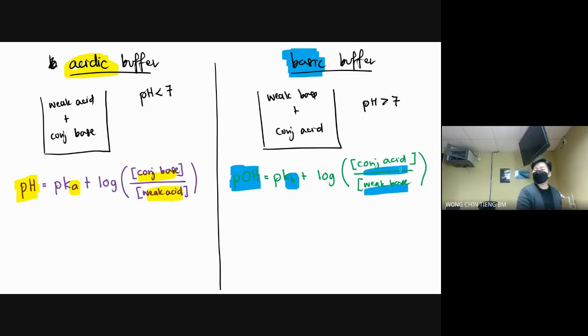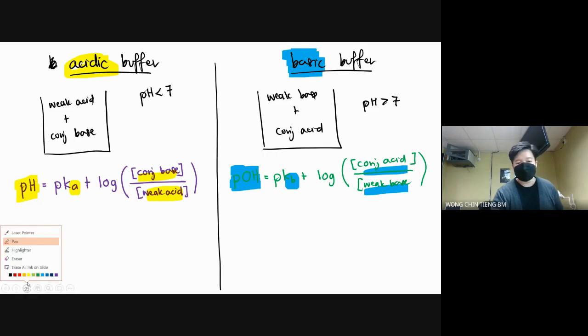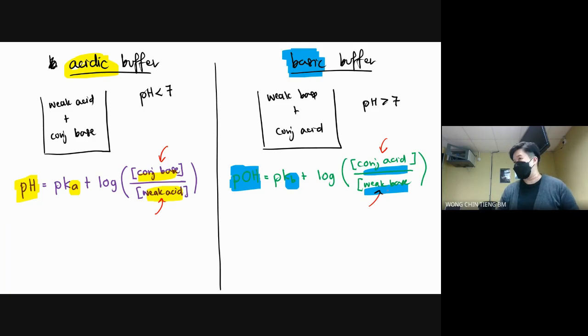Nampak? And if you look at the formula generally, okay, generally, semua sama. Cuma tukar semua benda yang acid kepada semua benda yang base. Dan jangan lupa, conjugate forever duduk atas. Bila kamu bahagi, conjugate adalah orang yang duduk atas, weak adalah orang yang duduk kat bawah. Jangan lupa yang ni. Okay?